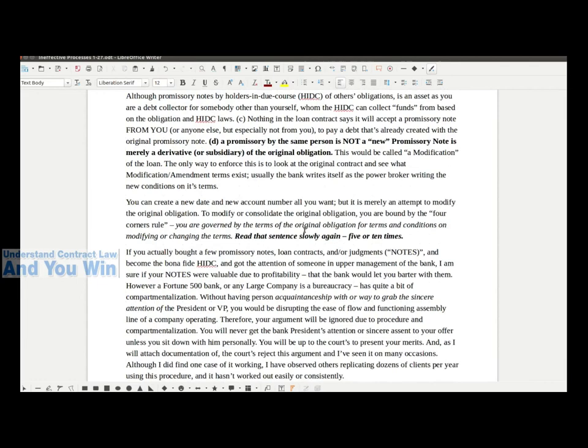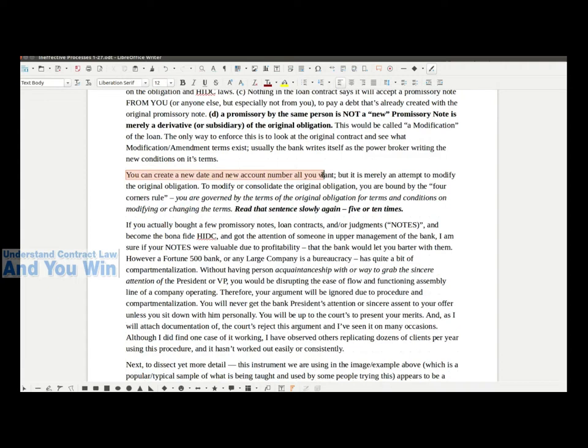You can create a new date and a new count number on a new promissory note all you want, but it is merely an attempt by you, whatever it actually is. So, form and substance. Write on a piece of paper, if you've never heard this before: Form, F-O-R-M, and then put a vertical line through the page, and on the right side put substance.